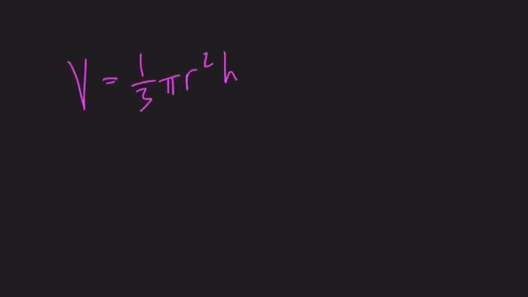Well, the first thing I want to use is my commutative property. So I take pi and h, and I want to get them next to each other. I want to get r squared on one end of this block of letters. So what I write is 1/3 times pi times height times radius squared. I switch the order because this becomes easier for me to solve, and I'm able to do that because of the commutative property of multiplication.